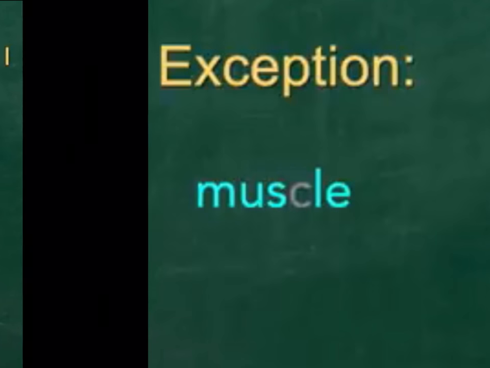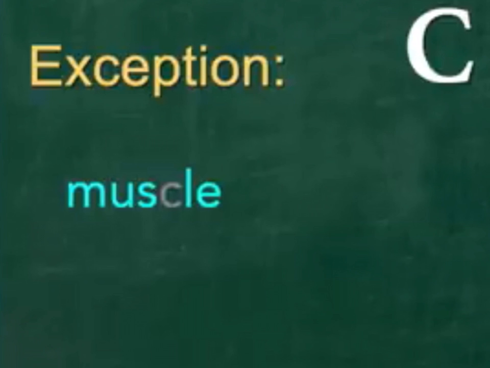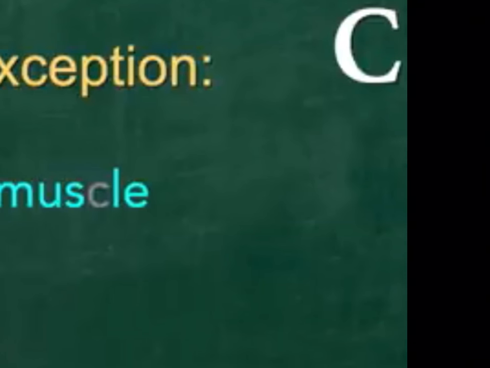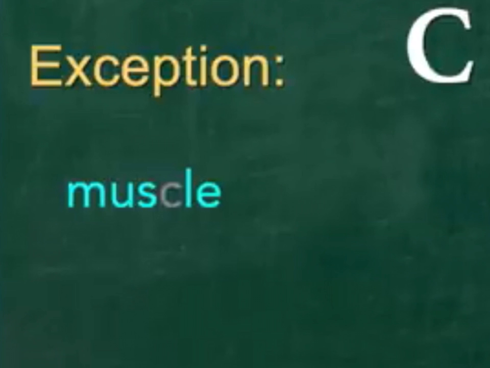Now, it's also silent after this word, muscle. Here's an exception. So C has an exception, and it's silent here in muscle. We're not saying muscle with a hard C, no, muscle. This is an exception that is important to know because we use this word often. So don't forget muscle.